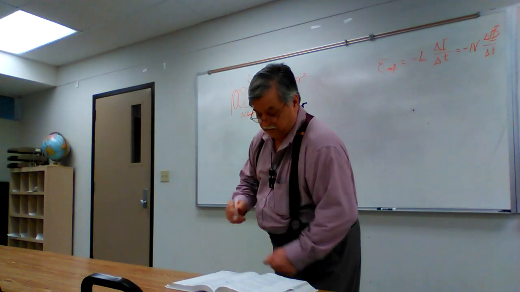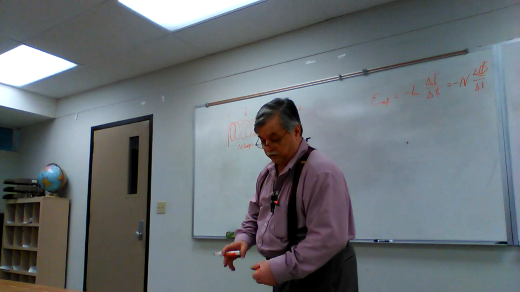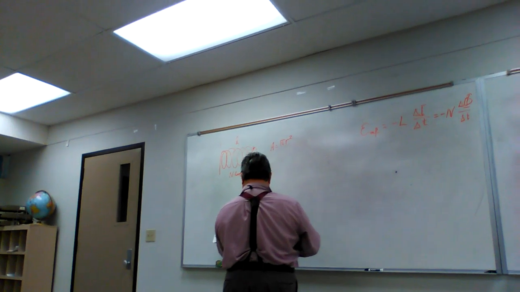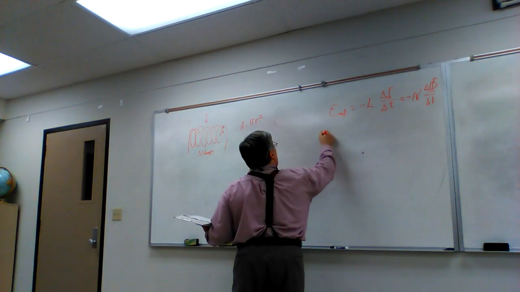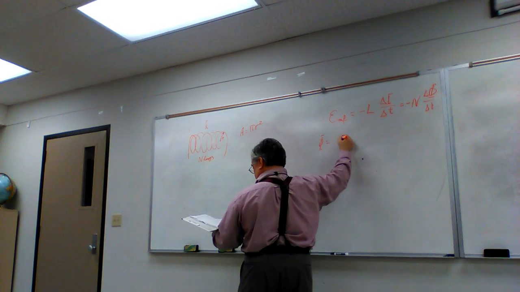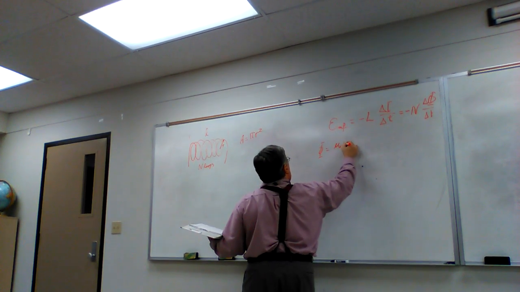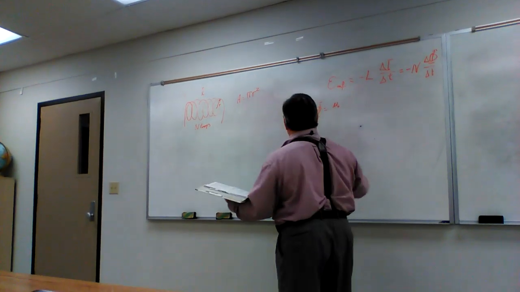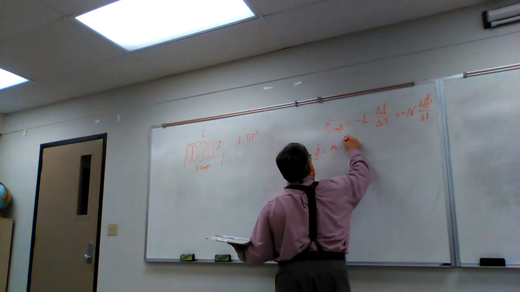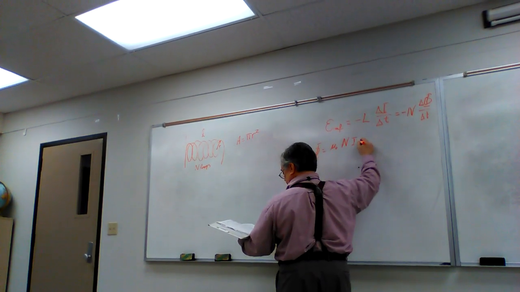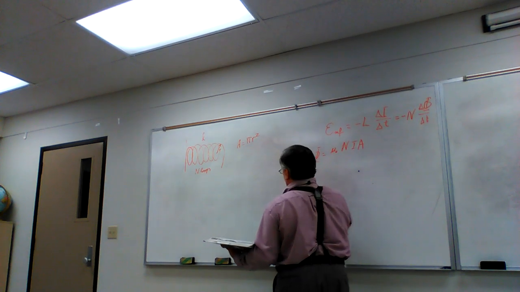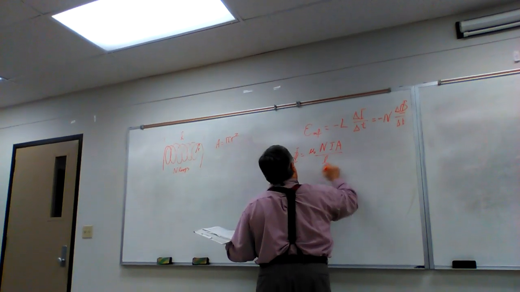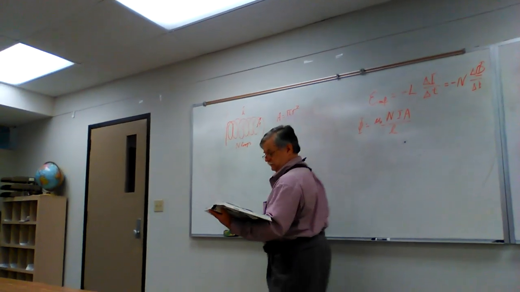Well, we know phi, the magnetic flux produced inside a solenoid, or around a solenoid, is equal to mu sub naught, the permeability of free space, times the number of turns, times the current, times the cross-sectional area, that's the pi r squared, the area of the coil, divided by L, the length of the coil.